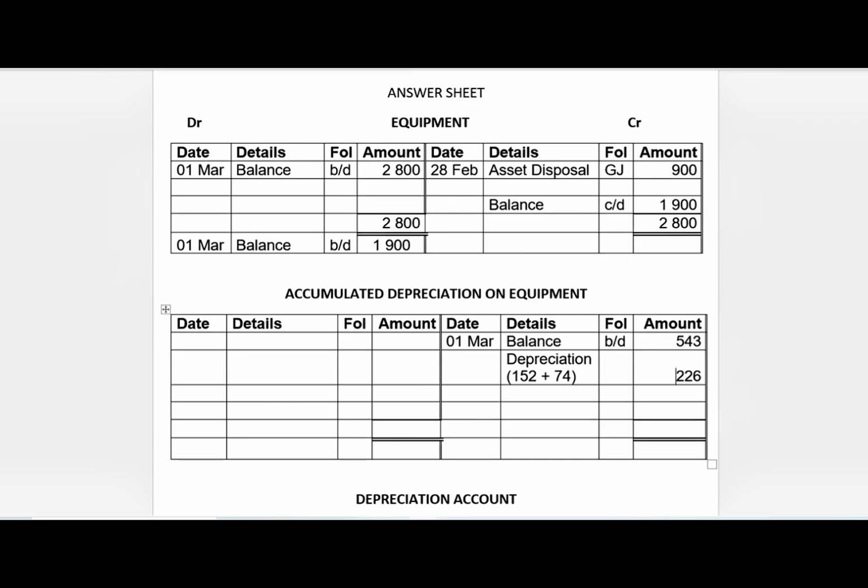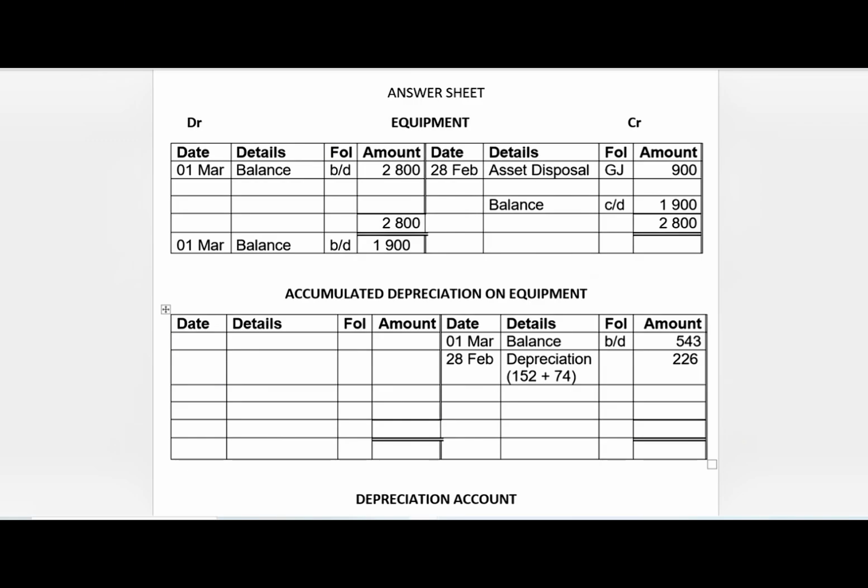And then after calculating depreciation for the current year, we are done with that. We need to close the account. But before, remember, this depreciation is for the 28 Feb, right? 28 Feb. Just put the correct date right there.